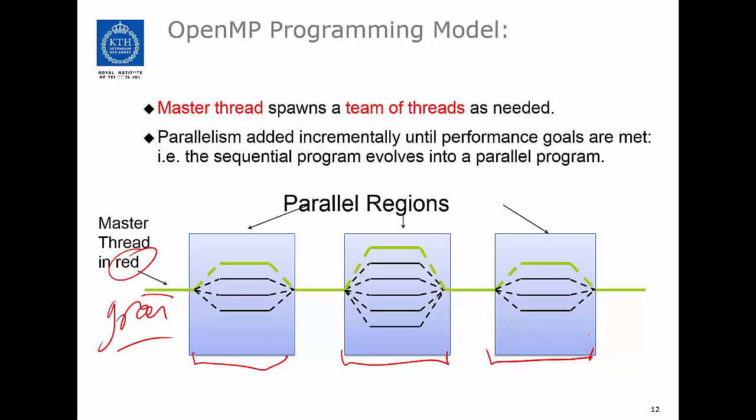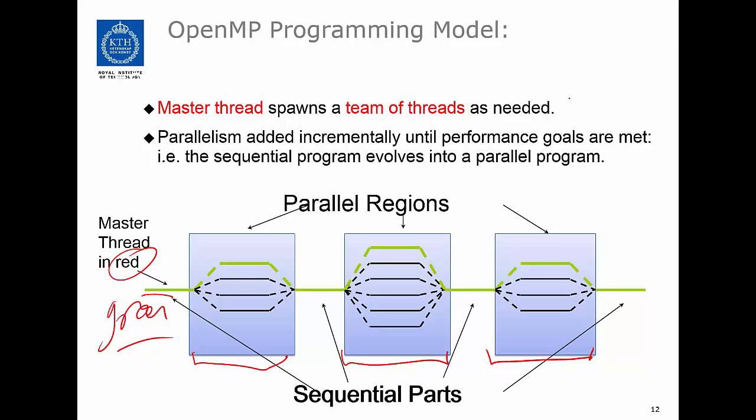The idea is that you add parallel regions, you add parallelism incrementally until you meet your performance goals, which means that you gradually evolve your sequential program into a parallel program. Okay? Between parallel regions you have sequential parts, and you might even have nested parallel regions, although this is a feature of OpenMP that I really discourage you from using. Since OpenMP 3, there are better ways of dealing with nested parallelism. Rather than creating more threads, you use a concept called tasks, which is part of later lectures.